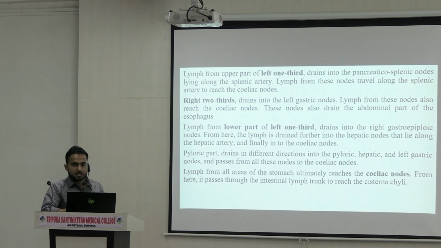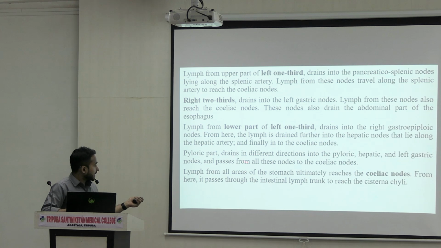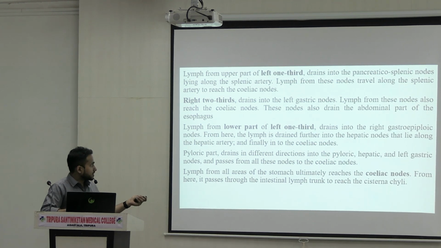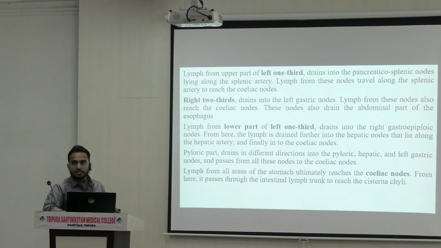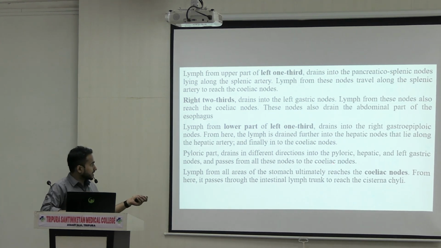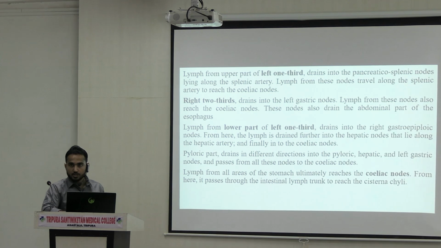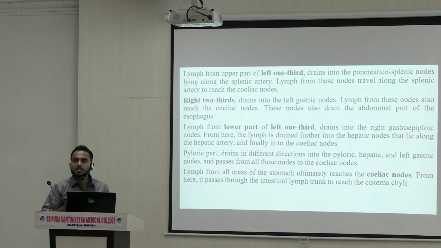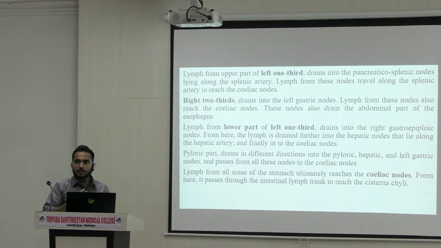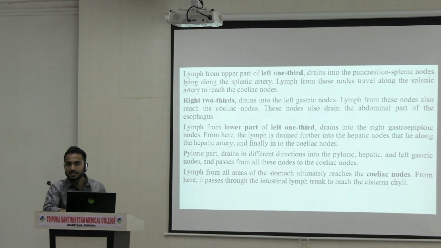Next, the pyloric part drains in a different direction: into the pyloric, hepatic, and then left gastric nodes. This is the direction of the flow of the lymph, and ultimately it will reach the celiac nodes. So in every case you have seen that from various parts of the stomach, the lymphatics are drained to the celiac nodes.